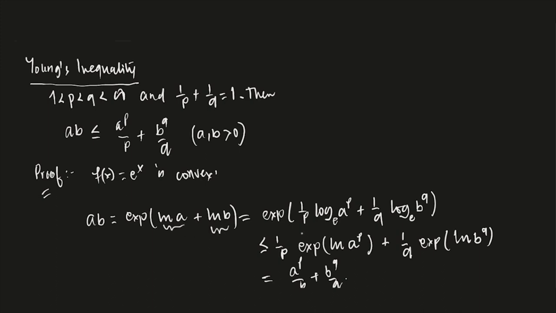And this is the place where we are using convexity. So how are we using it? We are using it like this: e to the power (lambda x plus 1 minus lambda y). So f of this is less than or equal to lambda times exponential x plus 1 minus lambda times exponential y. This is what we get. So that's your Young's inequality.